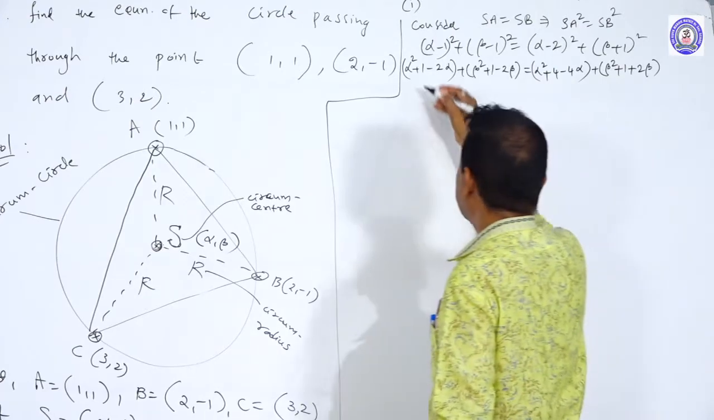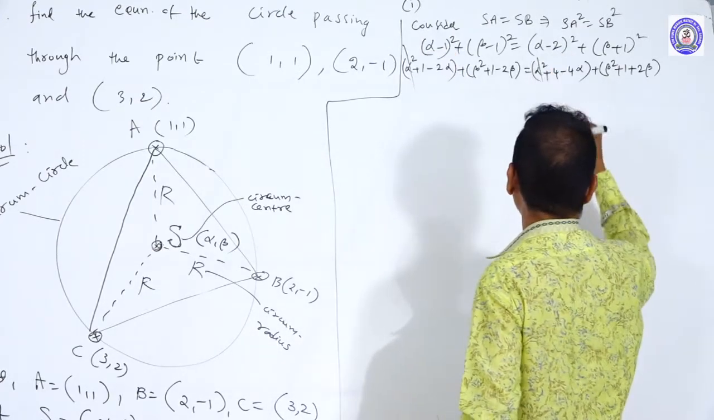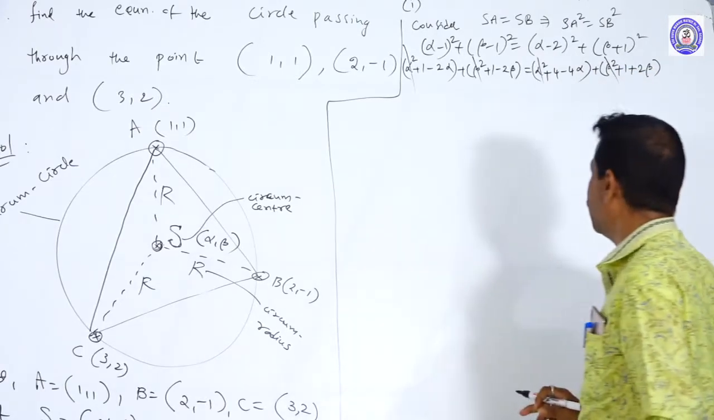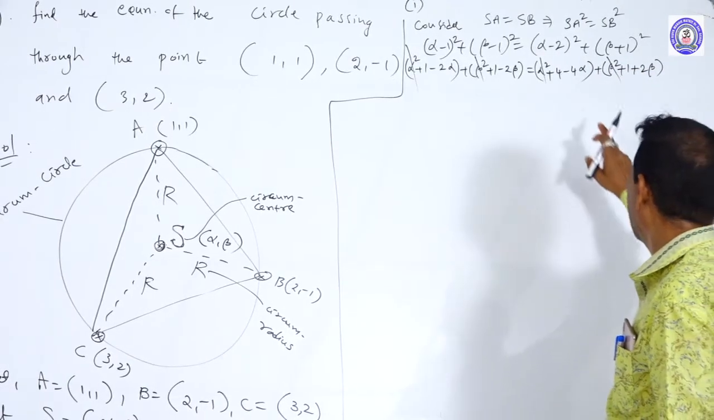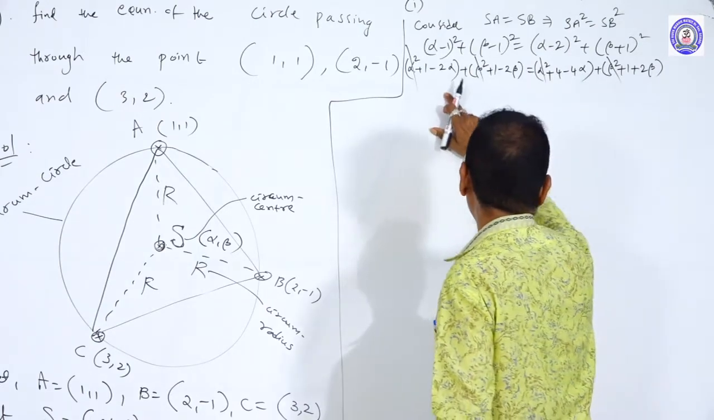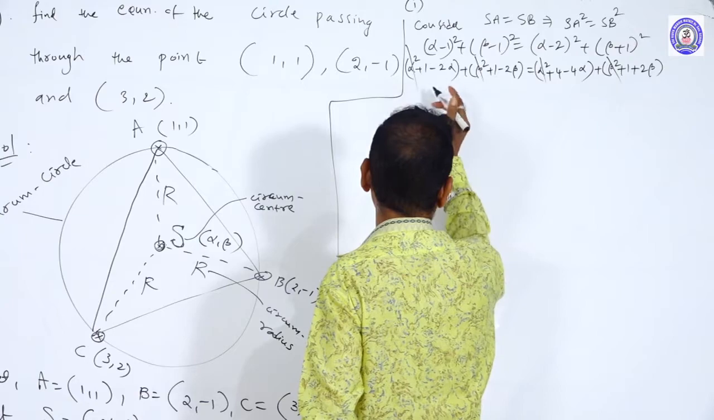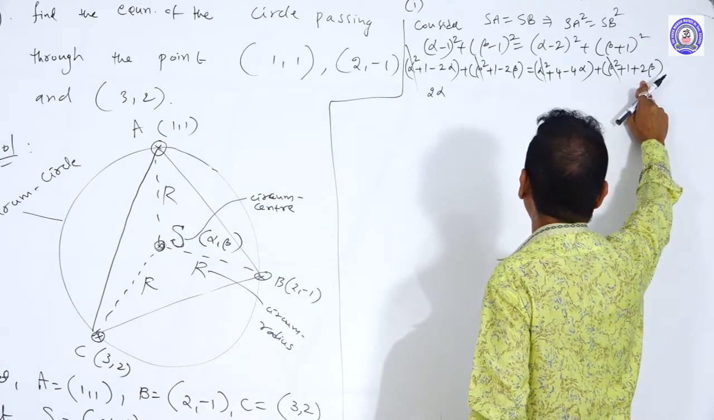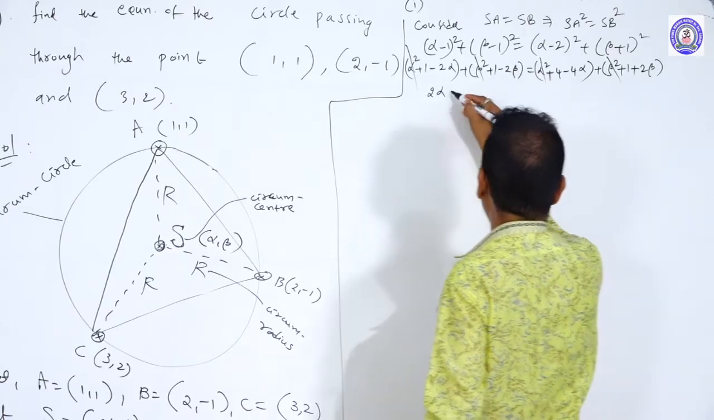On both sides, alpha square cancels, beta square cancels. So remaining alphas: minus 4 alpha on the right, minus 2 alpha on the left, so totally plus 4 minus 2, plus 2 alpha. Here plus 2 beta, here minus 2 beta, so minus 4 beta.